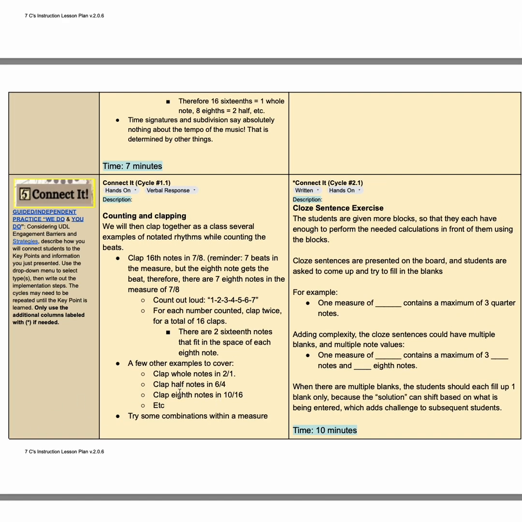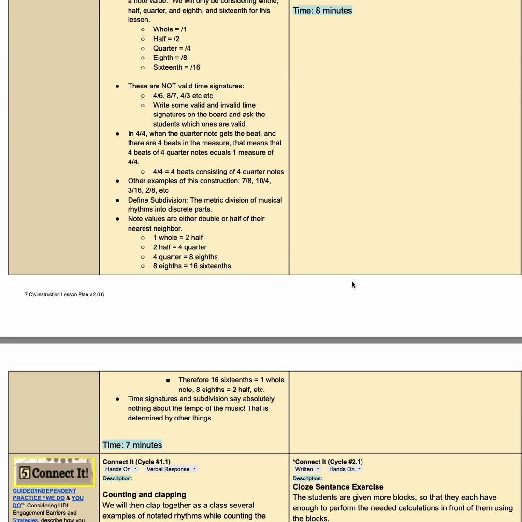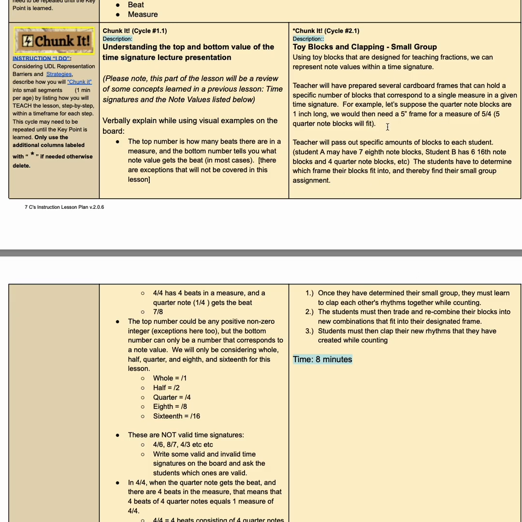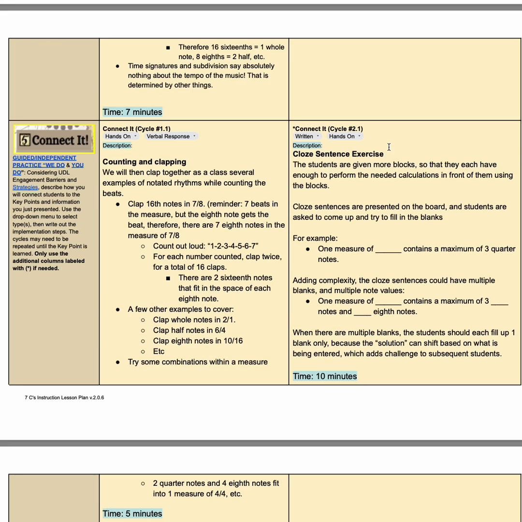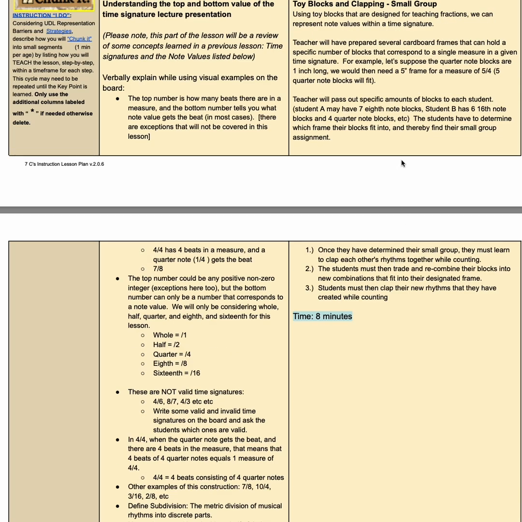The next bit is, so there's a whole kind of social interaction piece here with the toy blocks. The students, I should kind of explain this a little bit.